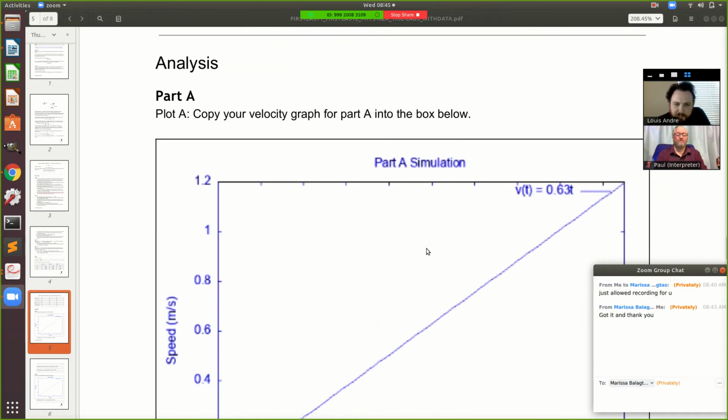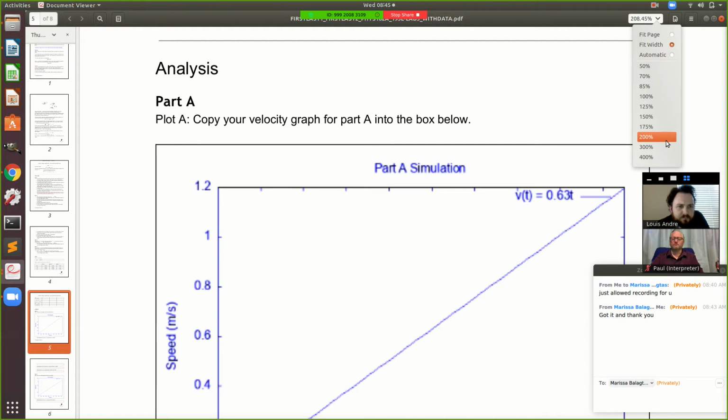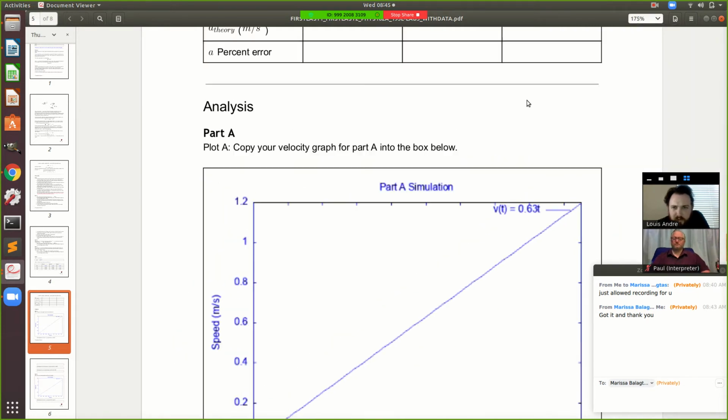Okay. Can I zoom out of this thing a moment? Let's see.